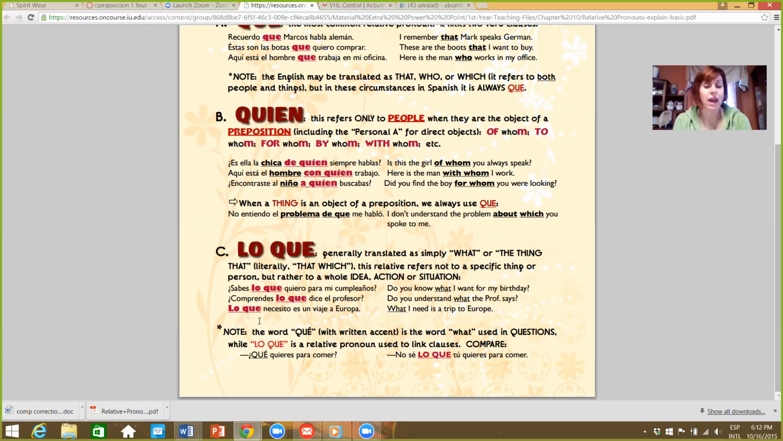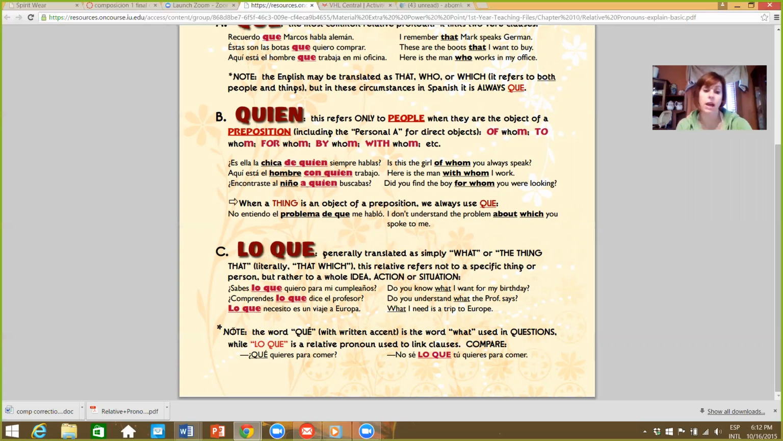I could also say, el médico me dijo lo que necesito hacer para vivir una vida sana. So the doctor told me what I need to do, like those things that I need to do to live a healthy life. So I didn't tell you what they were. I didn't specify. He told me that I need to do this, this, this, and this. He told me what I need to do. And so that's when you would use lo que.